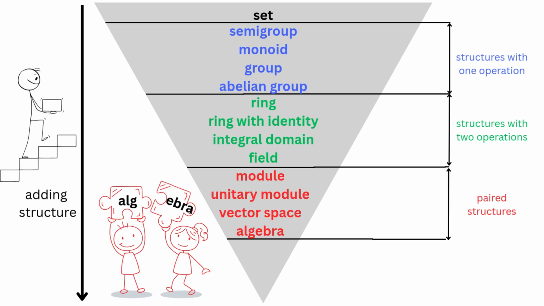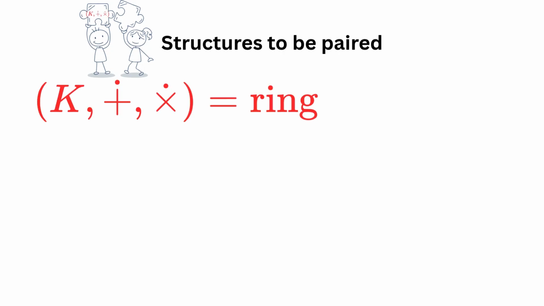In this video, I will discuss more complex algebraic structures resulting from pairing two of the structures mentioned above. Let's start. One of the structures to be paired is chosen to be a ring. The set of the ring will be indicated by K and the operations by dot plus and dot times. It is customary to call K the scalar ring and its elements scalars.